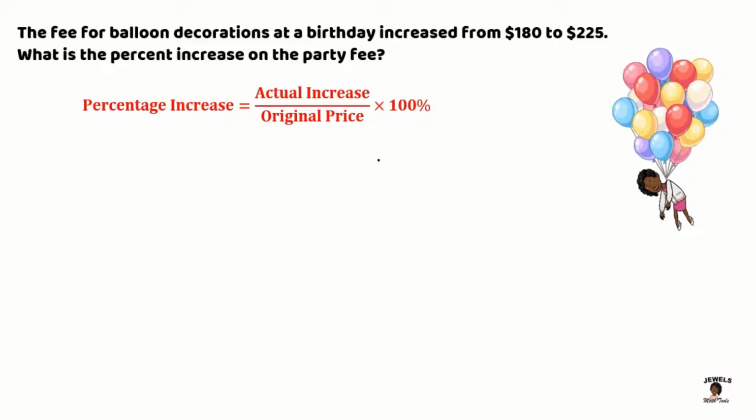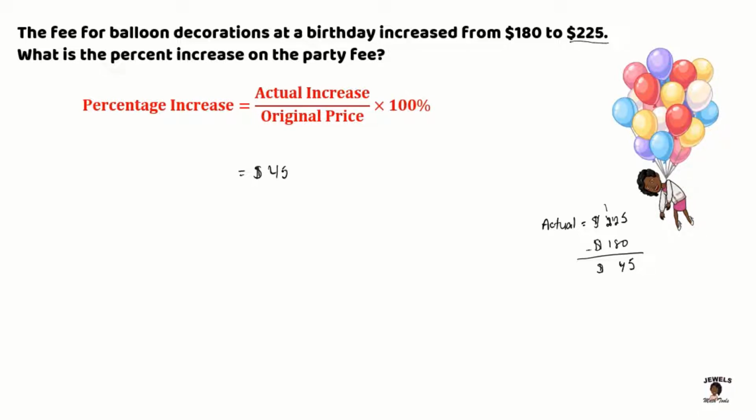So before we begin calculating, the first thing we need to find out is what is the actual increase. And to find our actual increase, we're taking the cost at $225, which is the amount that it increased to, and we're going to subtract the original price of $180 from that total. So 5 subtract 0 will leave us with 5. 2 can't subtract 8, we'll borrow from 2, making it 1, and 12 subtract 8 is 4. And so our increase on our price was $45.